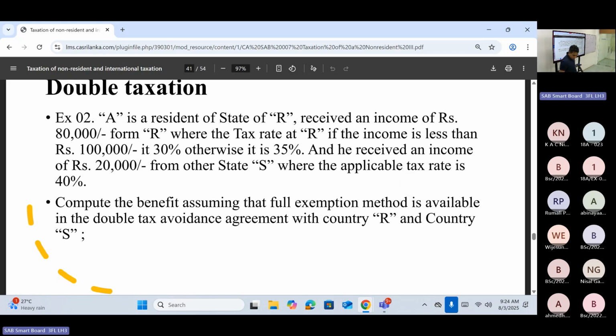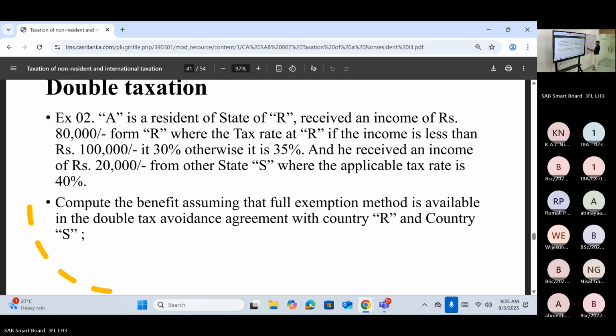Scenario, another example. It says, example 2, A is resident of the state R, received an income of rupees 80,000, where the tax rate at R is 30% if the income is less than 100,000, otherwise it is 35%. Same thing. And he received an income of rupees 20,000 from other states, where the applicable rate is 40%. In this context, this rate has gone up to 40%. Here tax rate is 40%.